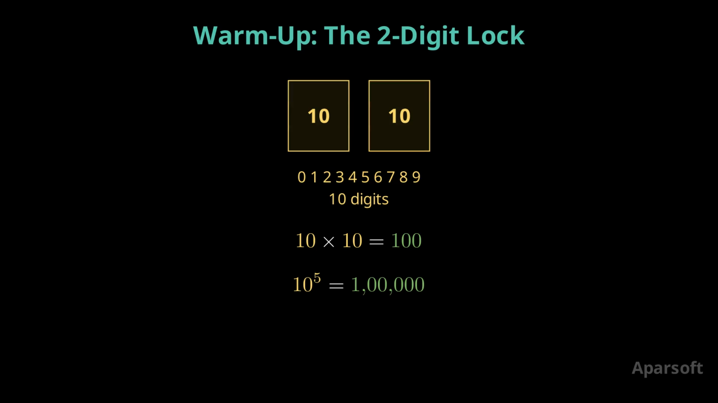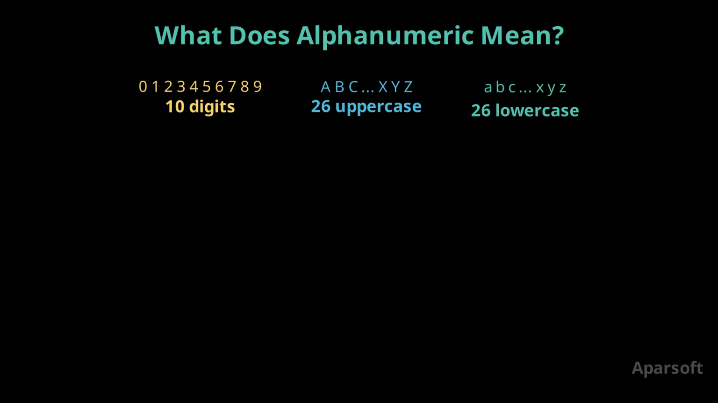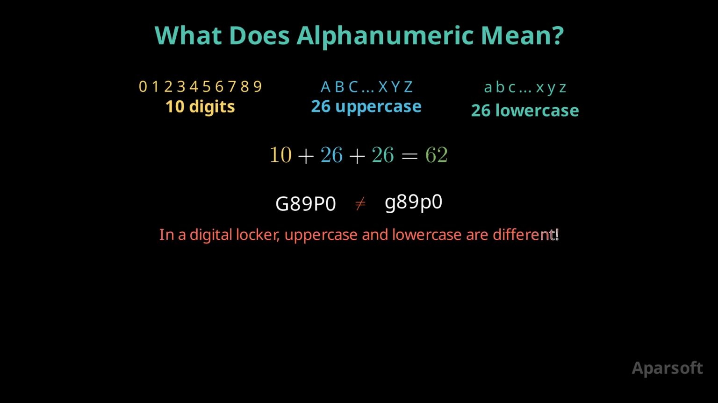But our locker is not just digits, it is alphanumeric. Let us count those characters. Alphanumeric means digits and letters. The digits 0 through 9 give us 10 characters. The uppercase letters A through Z give us 26 more. But here is the key insight. In a digital locker, uppercase G and lowercase g are different characters. So lowercase a through z adds another 26. That is 10 plus 26 plus 26 equals 62 possible characters for each slot. See, G89P0 and g89p0 are different codes in a digital system. That is why we count both uppercase and lowercase, giving us 62 characters per slot.